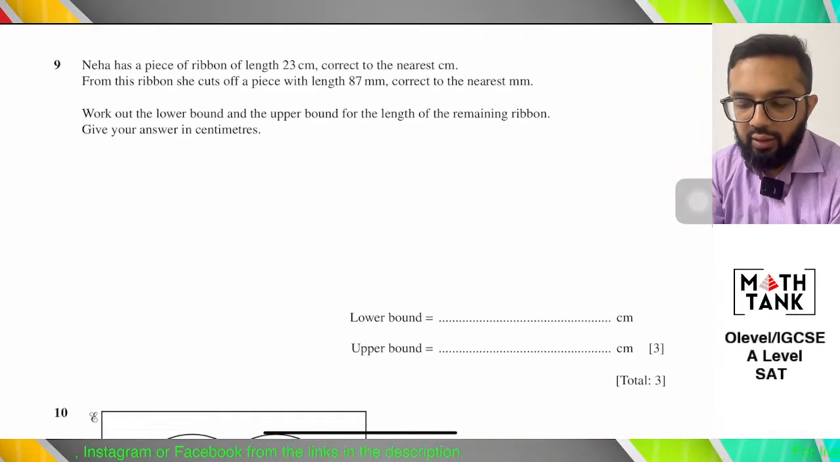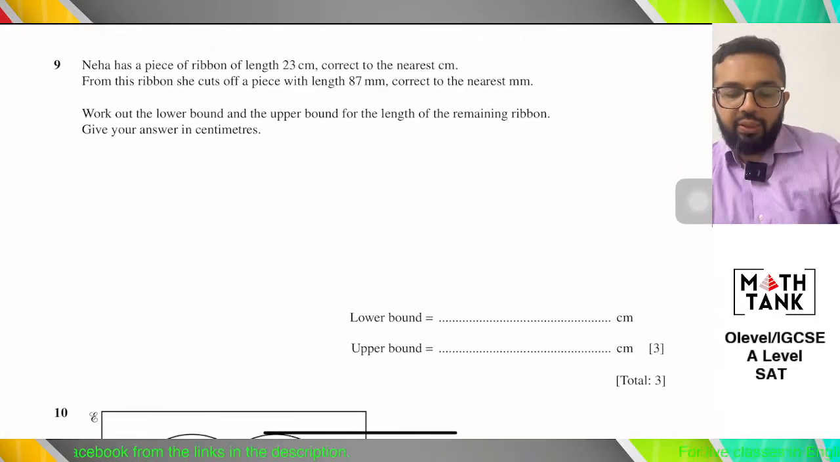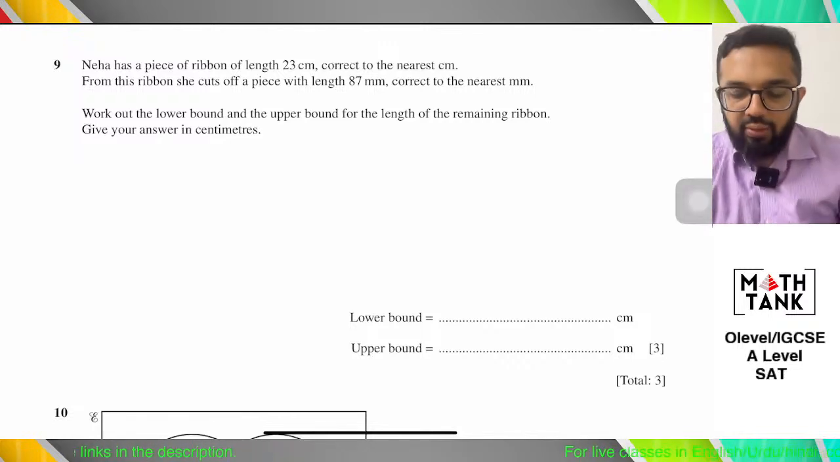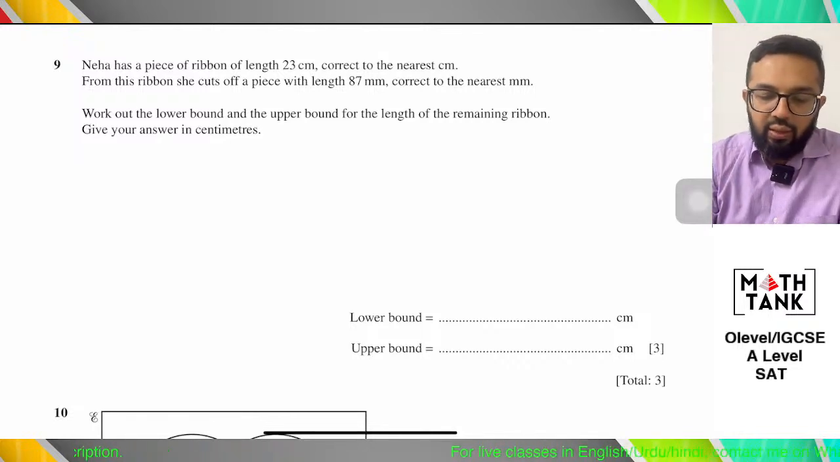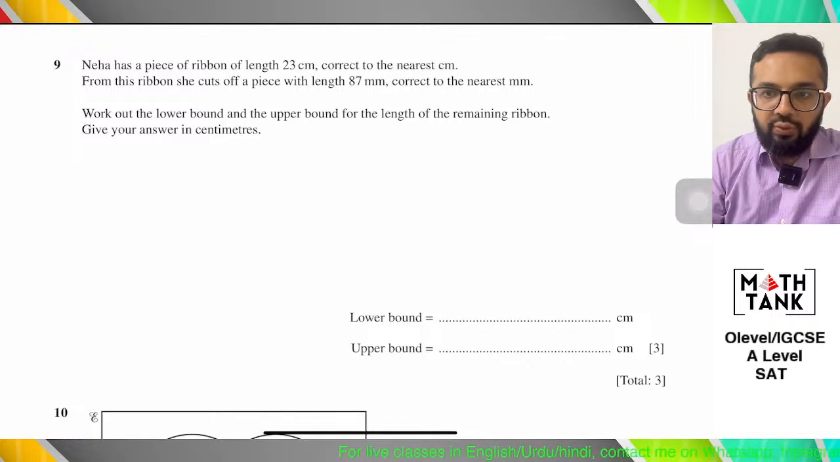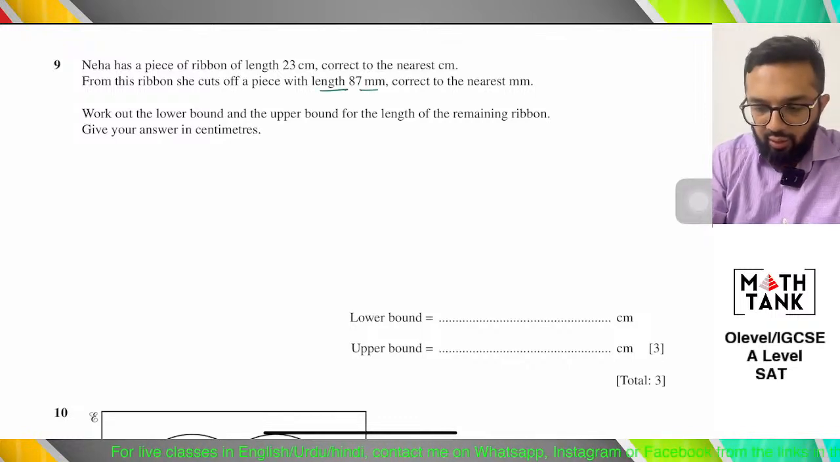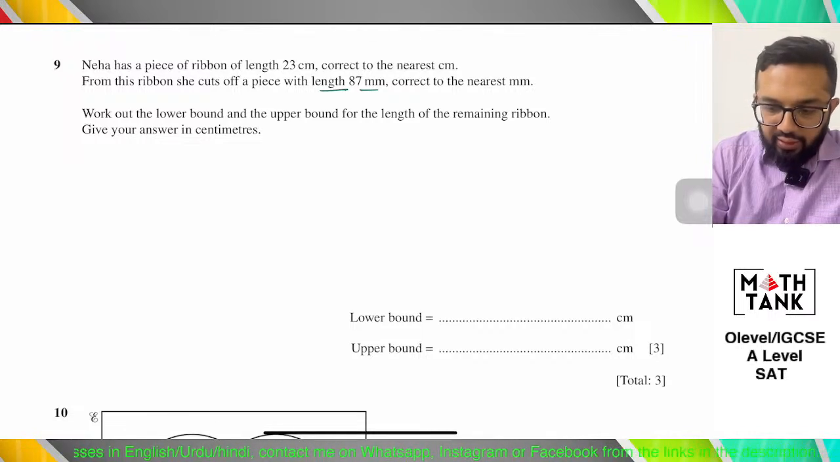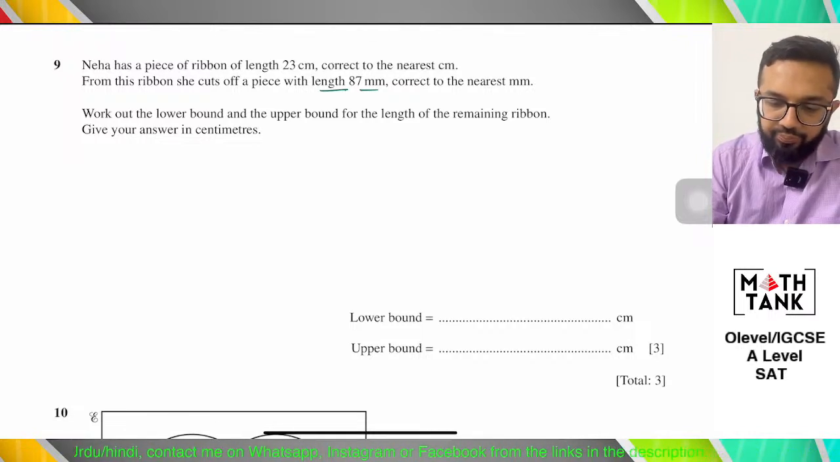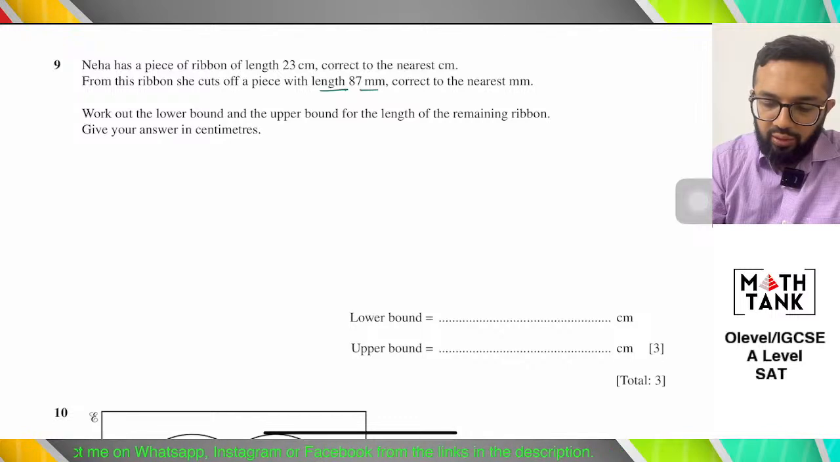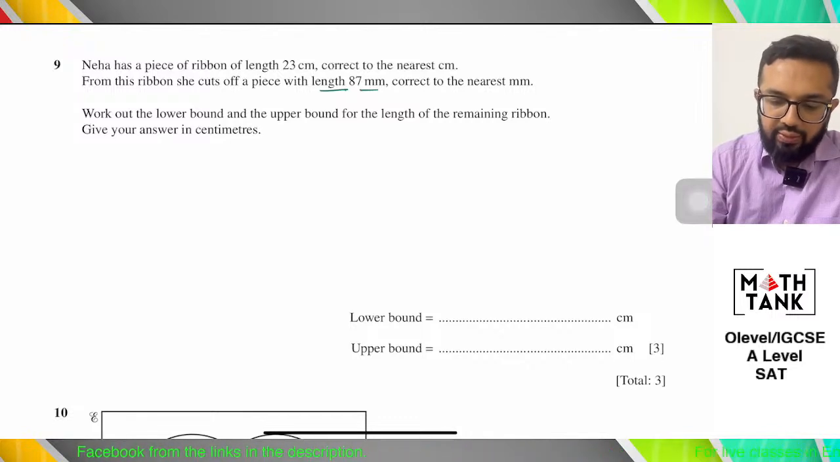Then you have some more upper bound and limits of accuracy questions. Let's do these. This says Neha has a piece of ribbon of length 23 centimeters, correct to the nearest cm. From this ribbon, she cuts off a piece of length 87 millimeters, correct to the nearest millimeter. Work out the lower and upper bound of the length of the remaining ribbon, giving your answer in centimeters.